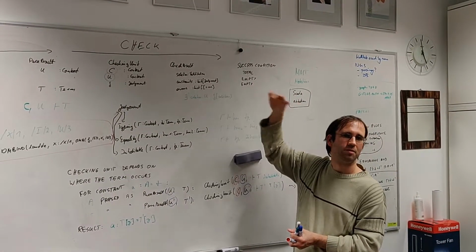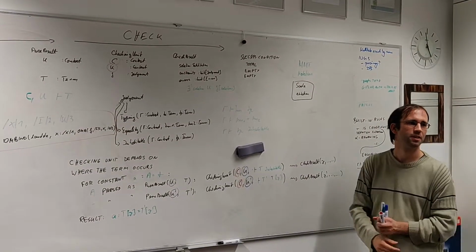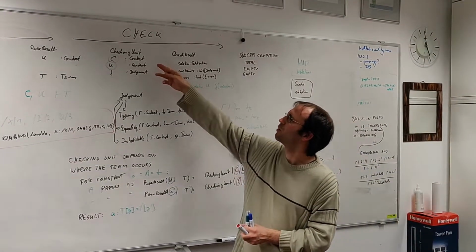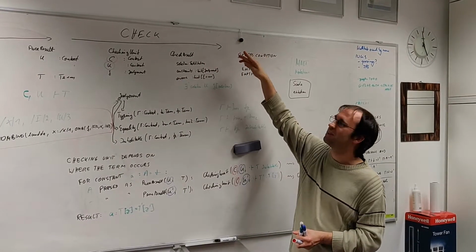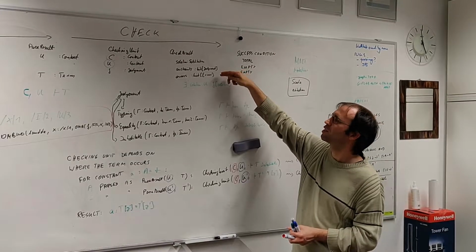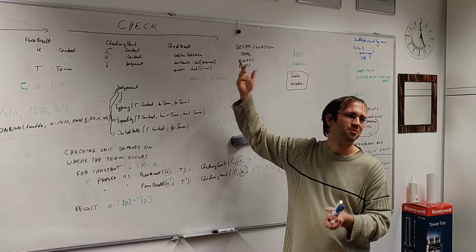Like if you just have 1 equal 2 or something, then there were no unknowns to begin with, so this is trivial. There are no constraints left because the judgment 1 equal 2 was discharged by generating an error.